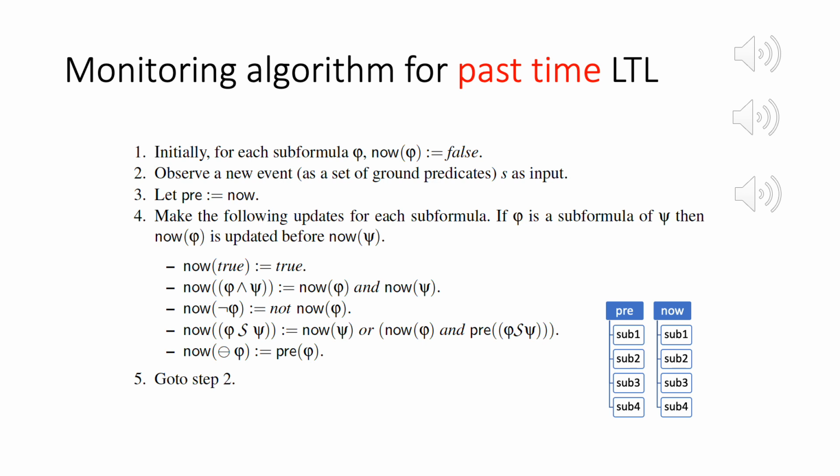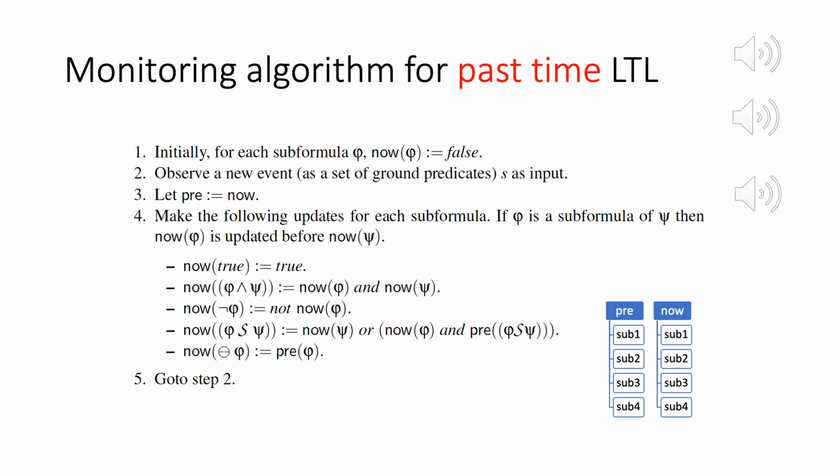Initially, in step 1, all array entries in the now array are given the value false. In step 2, we observe a new event. In step 3, we assign pre to become the now of the previous step. In step 4, we evaluate the subformulas. The purely Boolean subformulas have their obvious interpretation. Note that these only refer to the now array.